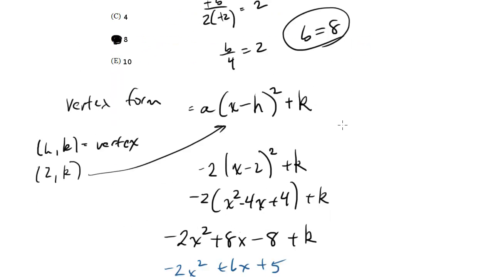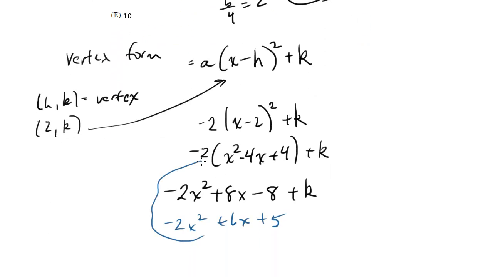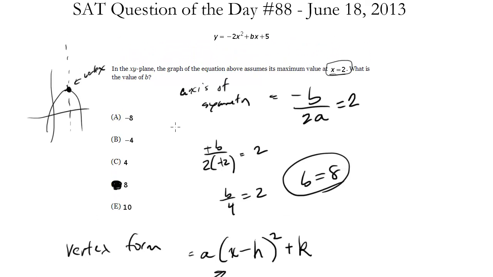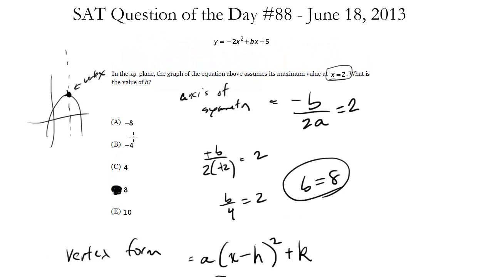So I look at this and I say, well, my negative 2x squared here matches up. This 5 must go with my negative 8 and my k, right? Because these don't have x's, which means my bx must be equal to 8x. So again, b is 8. A little bit longer, a little more involved than the first method. Now, what if you forgot or didn't remember or didn't even know any of the things about the vertex form or axis of symmetry? What can we do with this problem?